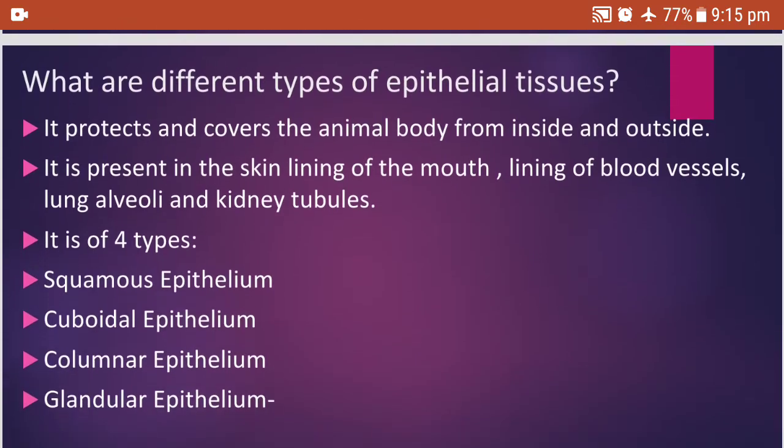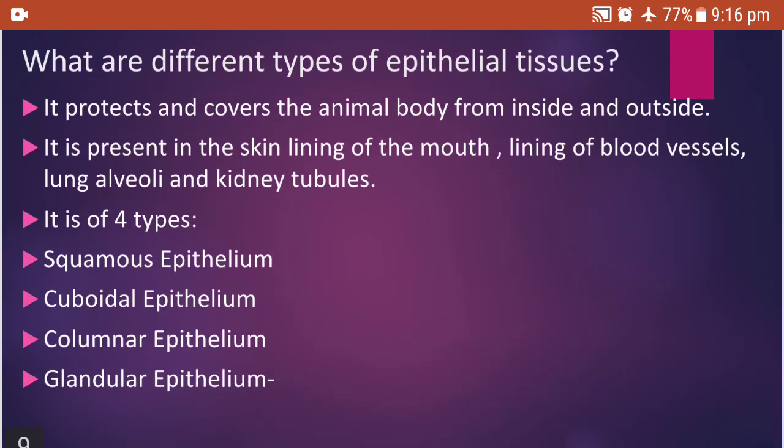What are the different types of epithelial tissues? Epithelial tissue protects and covers the animal body from inside and outside. It is present in the skin, in the lining of the mouth, lining of blood vessels, alveoli and kidney tubules. It is of types: squamous epithelium, cuboidal, columnar, glandular, and one more is the ciliated epithelium.